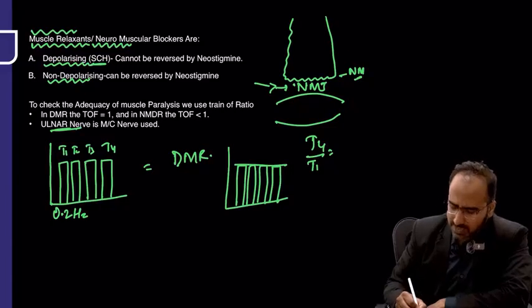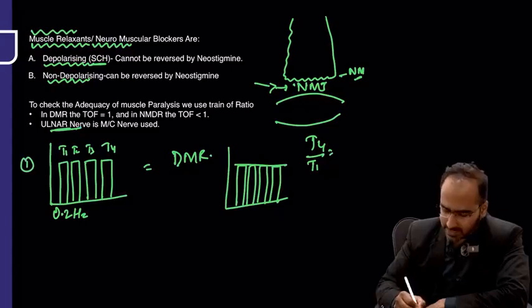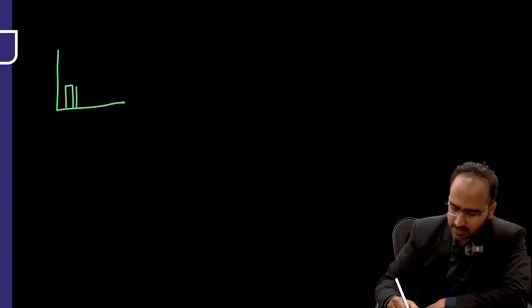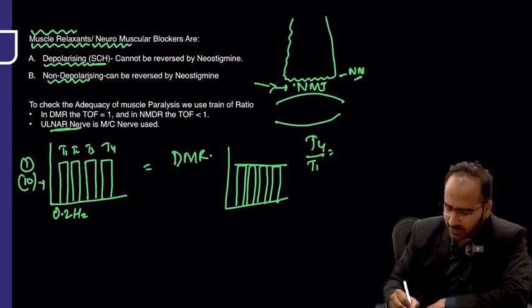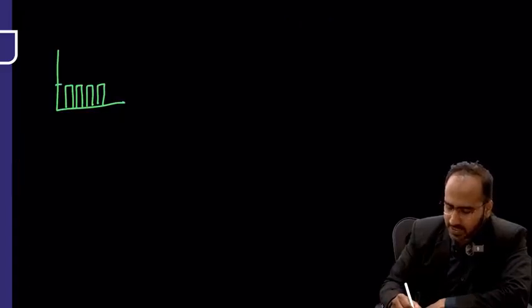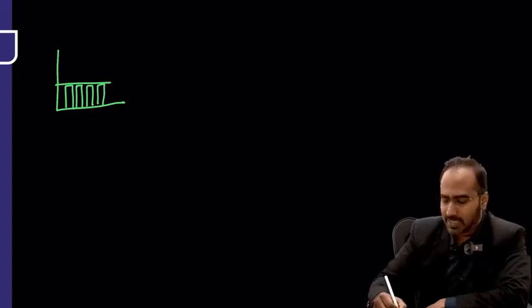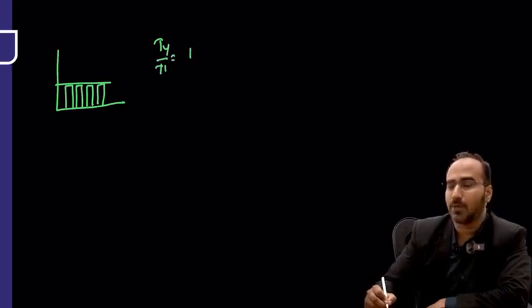So remember this, after giving a depolarizing muscle relaxant, in the first 10 seconds, you take this train of 4, you are getting this response. In the next 10 seconds, you will get this response. You will get this response. Is there a difference? Yes, sir. The twitch height is decreasing. But is it fading? No. Is the ratio decreasing? No. The T4 to T1 ratio is 1 in depolarizing muscle relaxant.